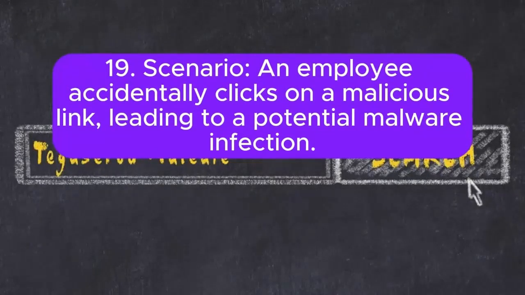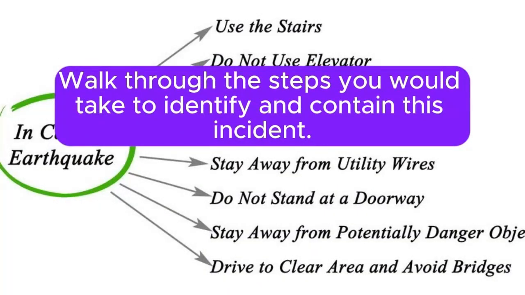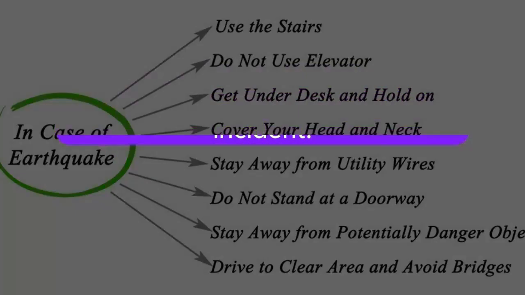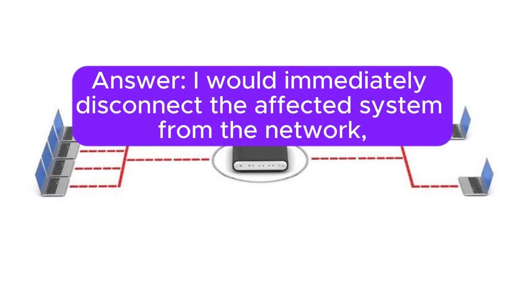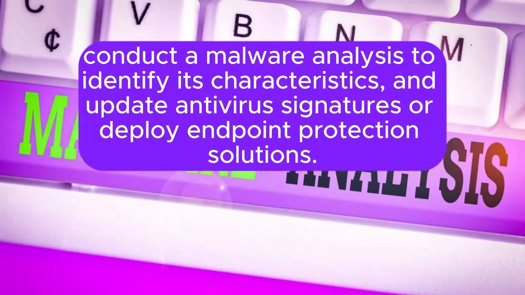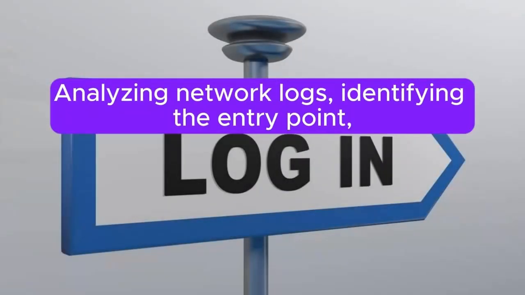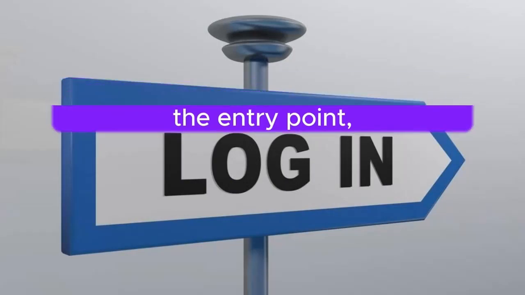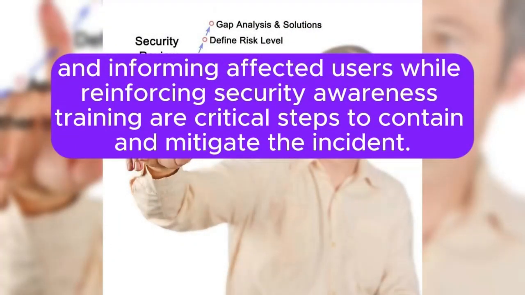19. Scenario: An employee accidentally clicks on a malicious link, leading to a potential malware infection. Walk through the steps you would take to identify and contain this incident. Answer: I would immediately disconnect the affected system from the network. Conduct a malware analysis to identify its characteristics, and update antivirus signatures or deploy endpoint protection solutions. Analyzing network logs, identifying the entry point, and informing affected users while reinforcing security awareness training are critical steps to contain and mitigate the incident.